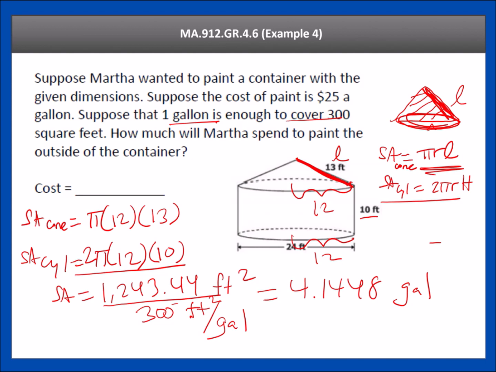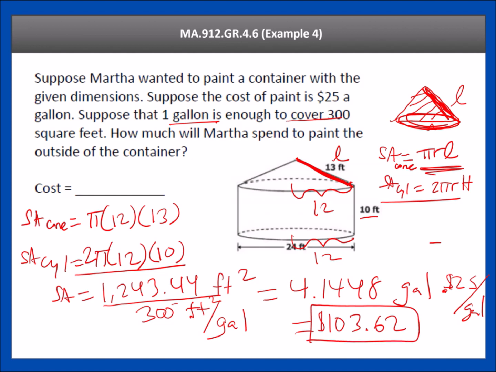Now we know that it's $25 per gallon, so we need to multiply by 25. It's going to be a little bit over $100, so about $103.62. Okay, and that's just to paint the outside. If we want to paint the bottom, we're going to need a little bit more paint.